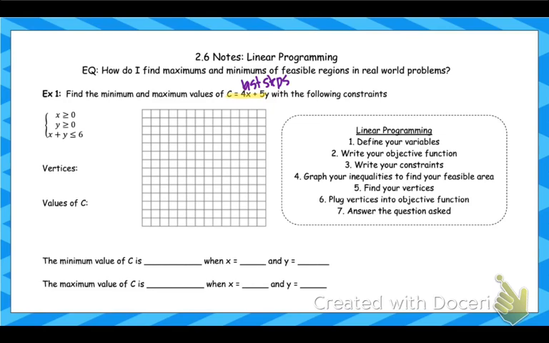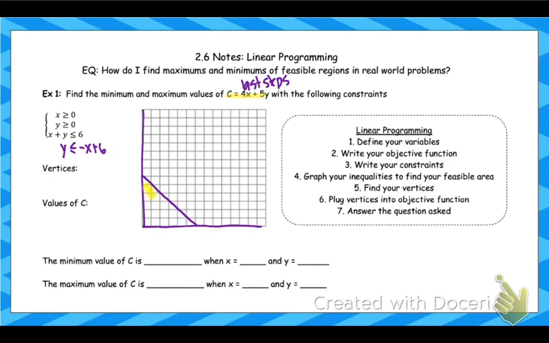So the first thing we're going to do is review how to graph a system of inequalities. I'll start by graphing x is greater than or equal to 0. Well, that's going to be everything to the right of this line. y is greater than or equal to 0, everything above this line. And then x plus y is less than or equal to 6. Well, let's solve for y. y is less than or equal to negative x plus 6. So that's going to be a y-intercept of 6 and a slope of negative 1. Solid line because it's or equal to, and because it's less than, I'm going to shade below.